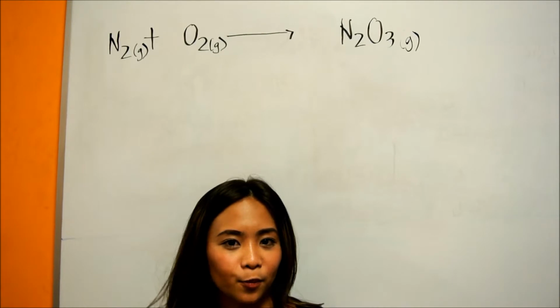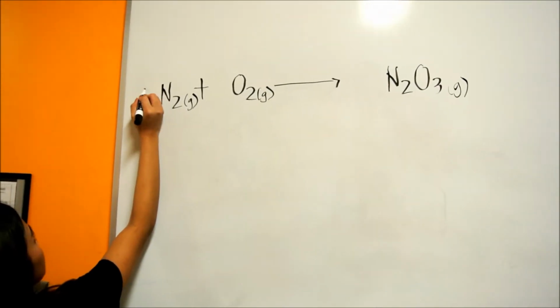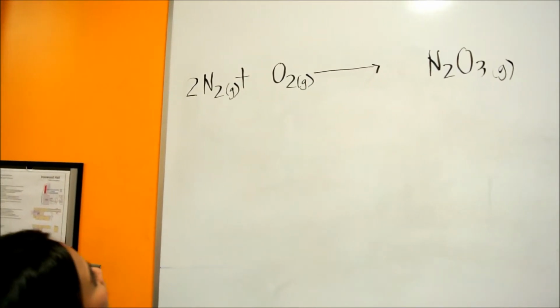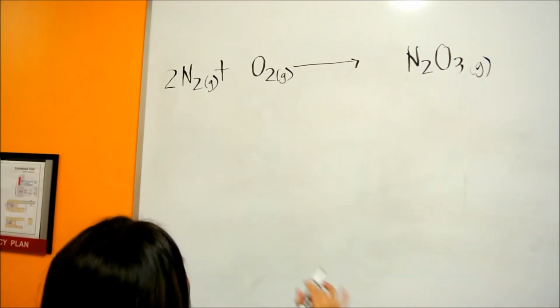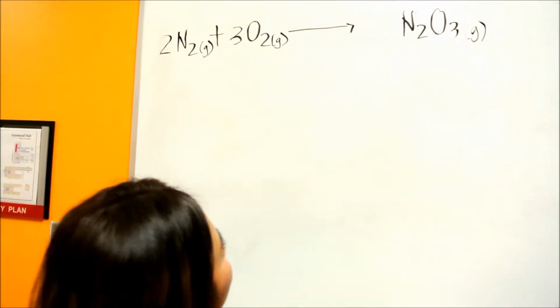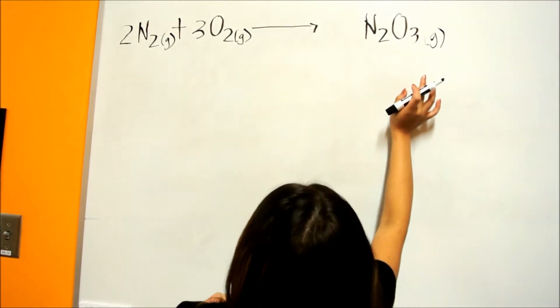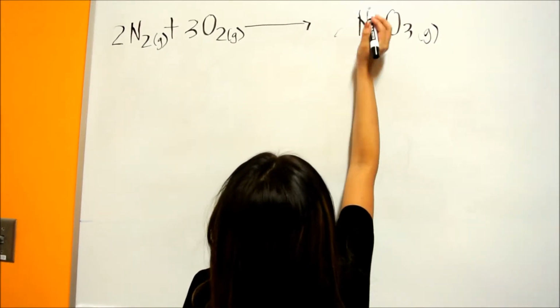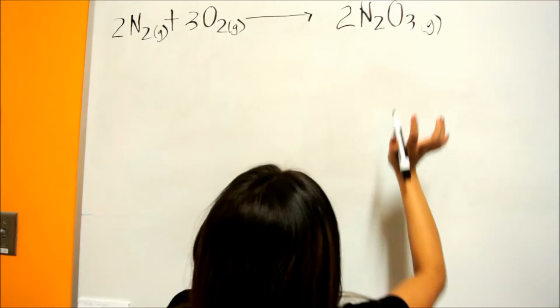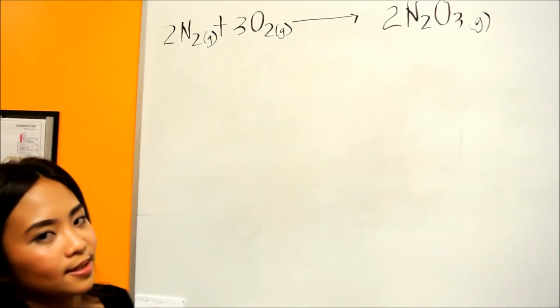So to solve the problem, we need to first balance it. So we need a coefficient of 2 on the nitrogen and 3 on the oxygen. And so in that way we can produce 2 dinitrogen trioxide.